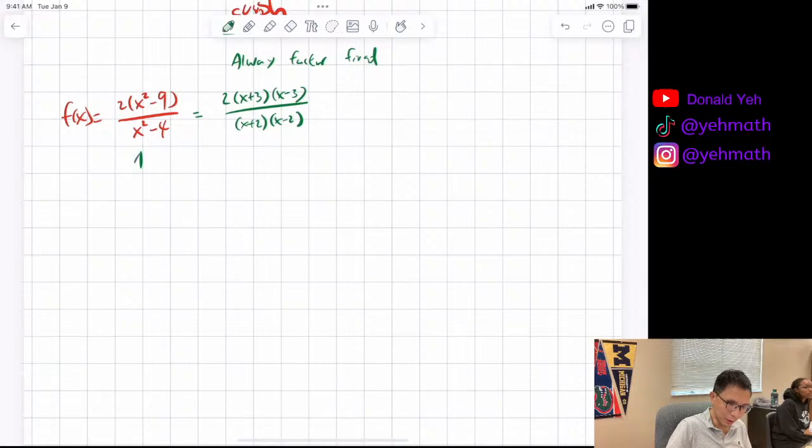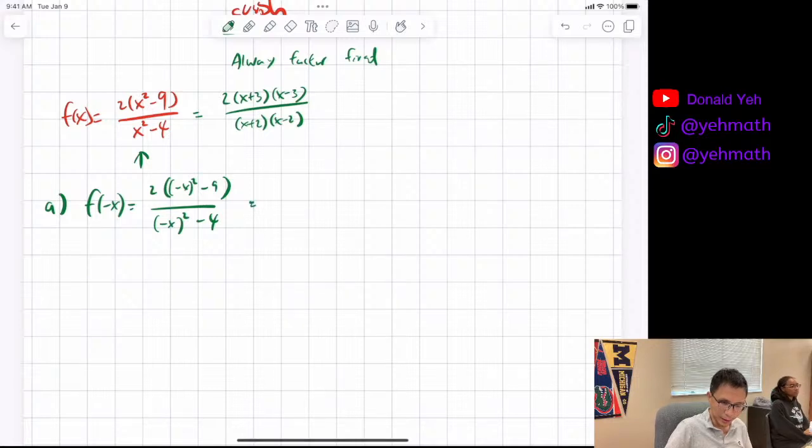The symmetries. Now for symmetry here, I can go with either equation, but I will probably go with the first one because the first one is easier to tell. So let's just say symmetry, I'm gonna plug in negative x. So it'll be 2 times negative x squared minus 9 over negative x squared minus 4. And that's gonna be 2 times x squared minus 9 over x squared minus 4. Is that even or odd? Even. Okay, so most of you guys know how to find even function now, right?